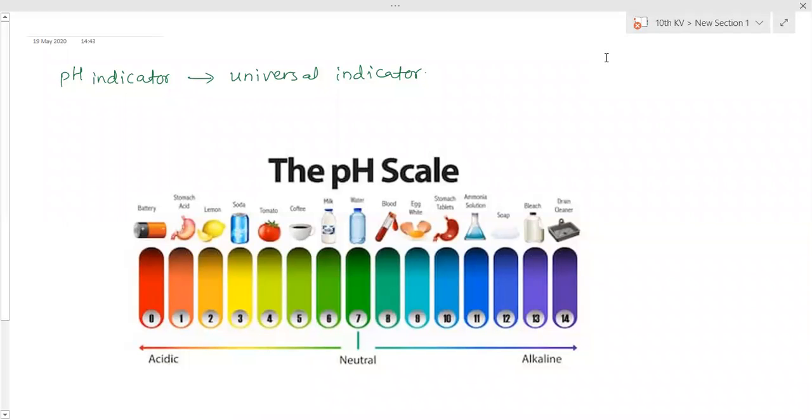Now, yesterday we started with the universal indicators. Universal indicator is an acid-base indicator which tells us the different strengths of acids and bases. By knowing the pH values on the pH scale or pH paper, we can determine the strength of the acid. Now, what do you mean by strength of the acid? Anyone? What does the strength of the acid mean?